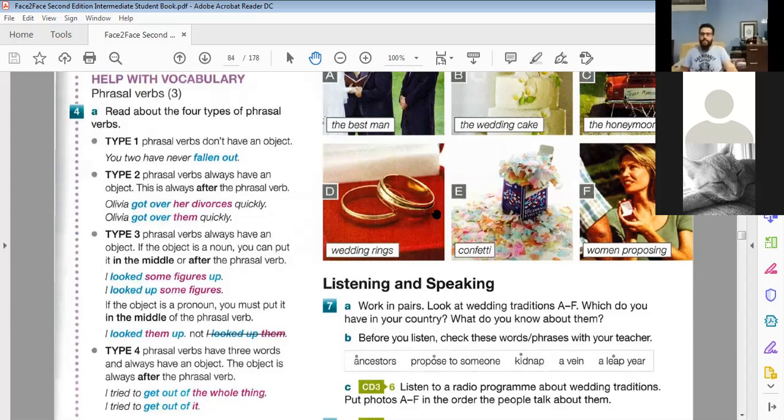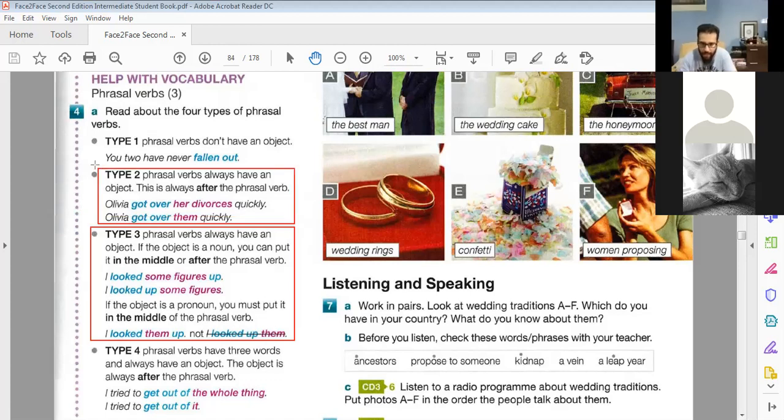Okay. So I think these are called the non-separable phrasal verbs, because some phrasal verbs are separable. You can put the object in the middle or after, like group three. But in group two, they're talking about the ones which are non-separable. Here you cannot separate the object. It has to come after the phrasal verb.